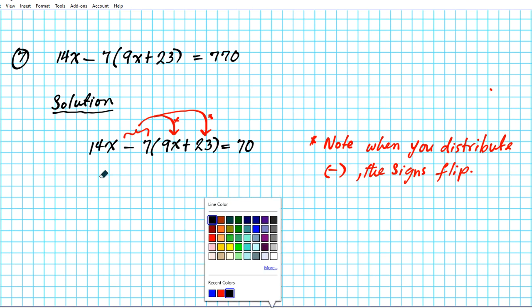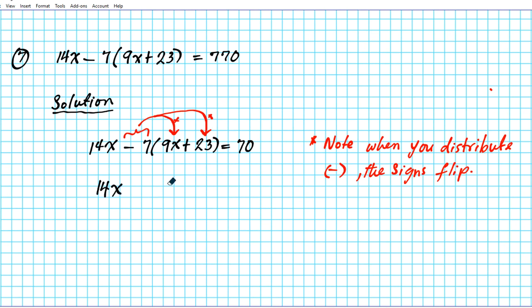So what does that yield? We have 14x, bring down 14x. Negative 7 times positive 9x results in, see, the sign becomes negative 63x. Negative 7 times positive 23: 7 times 20 is 140. When you add 7 times 3, which is 21, to that, you get 161. What is minus times positive? Remember, when you're multiplying different signs, you always end up with negative. So negative 161, equals 70.